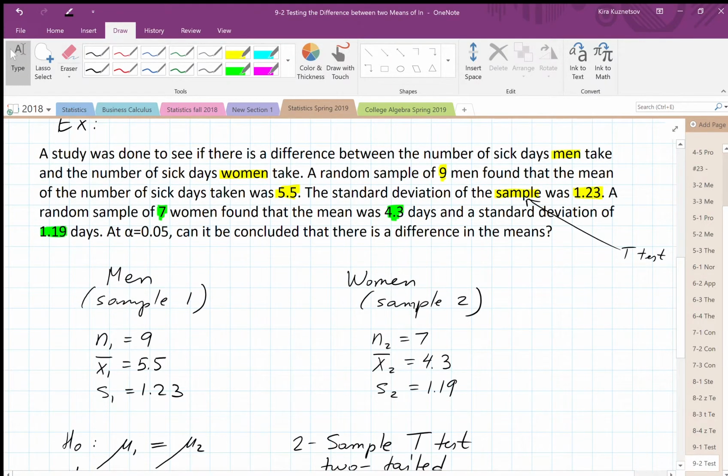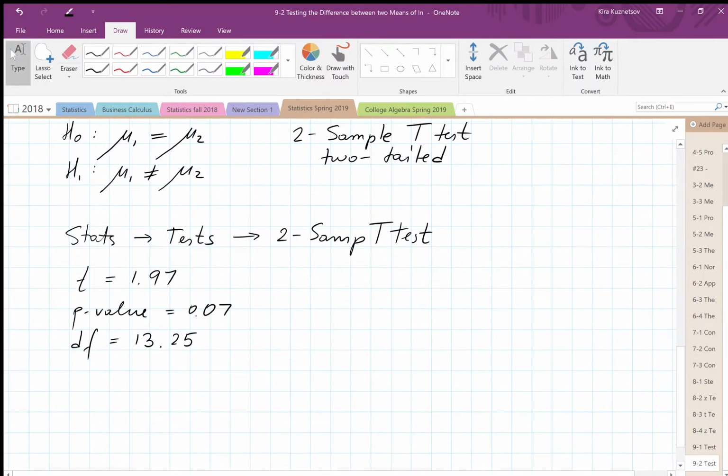So the alpha is given to us at 0.05. Notice that 7% is larger than 0.05. So what you will see is the result of your test is do not reject the null hypothesis.